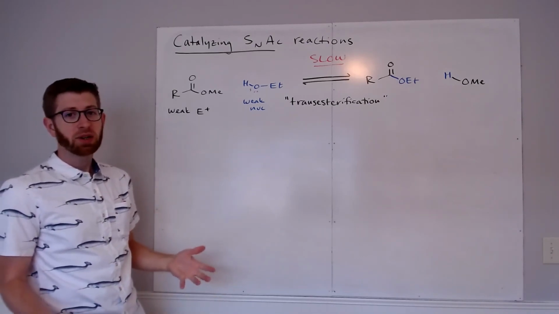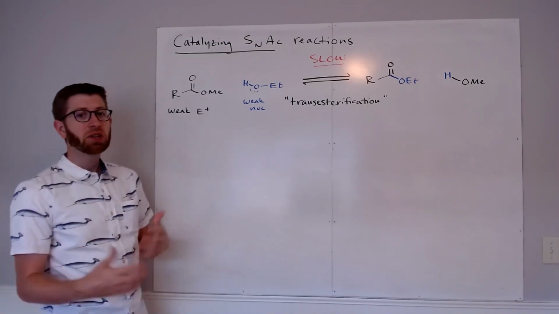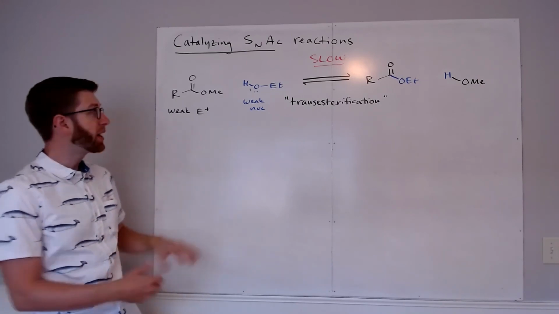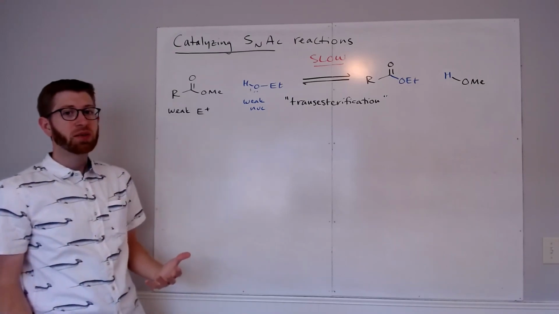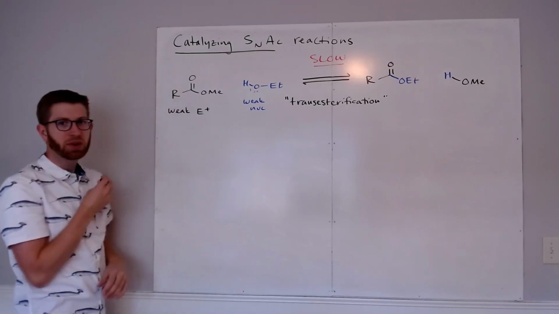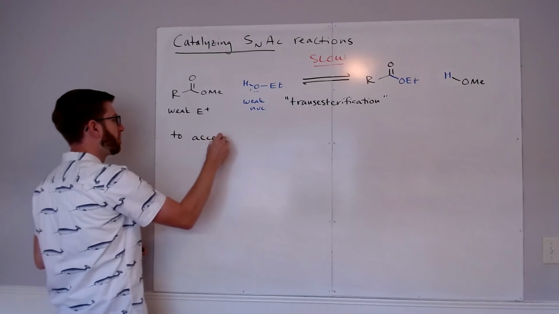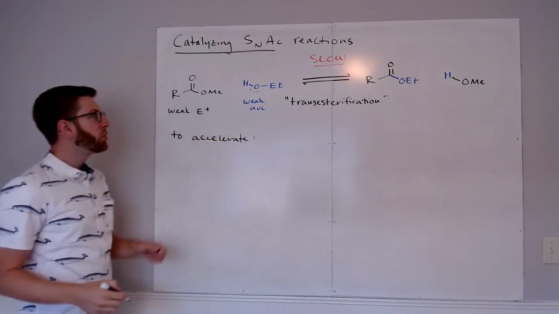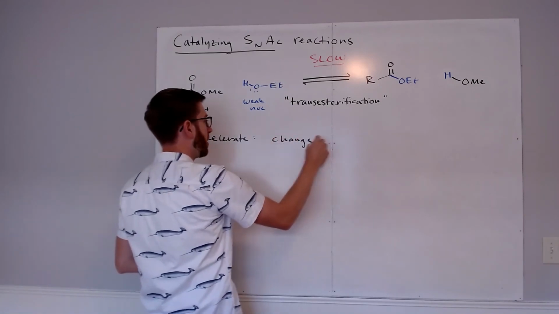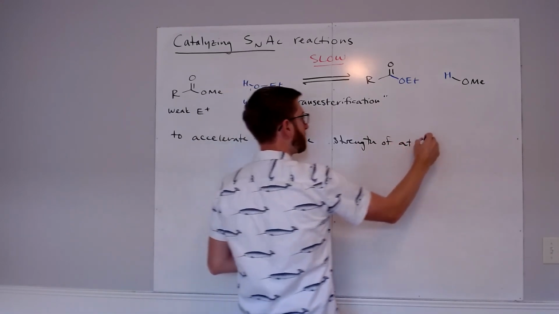We talked about this a little bit in an earlier video where we talked about how you could use a powerful nucleophile and a weak electrophile or vice versa, and those reactions can have reasonable rates. But a lot of SNAc reactions, this is an issue, especially with things involving like esters or amides, things that are very weak electrophiles at the carbonyl center. So to speed these reactions up, or to accelerate them, we need to adjust the strengths of our roles. So we're going to change the strength of at least one role.